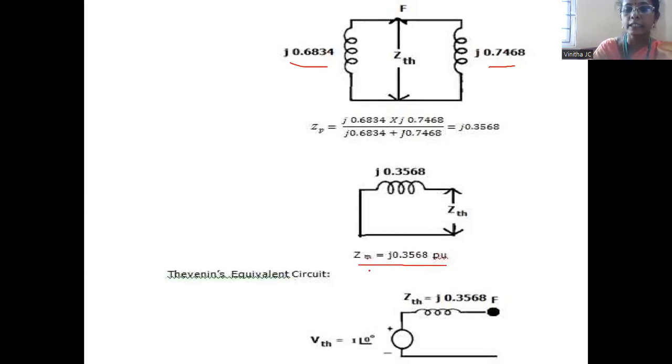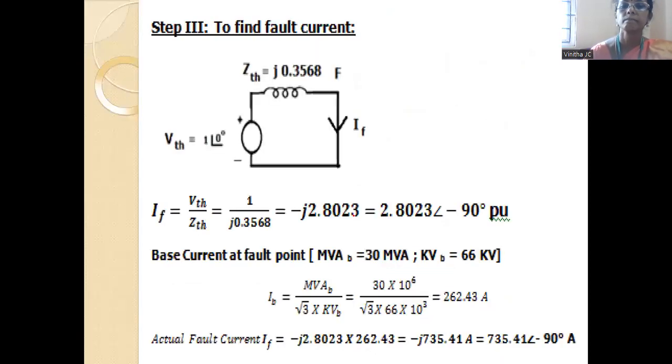So after calculating the value of ZTH, what is the next step? We have to draw the Thevenin equivalent circuit. So how to draw the Thevenin equivalent circuit? VTH in series with ZTH. So what is the VTH value? 1 angle 0 degrees. And ZTH, just now we have calculated, we can substitute. So at the end of the terminal, the fault has occurred. It is represented here. Now we have to calculate the fault current.